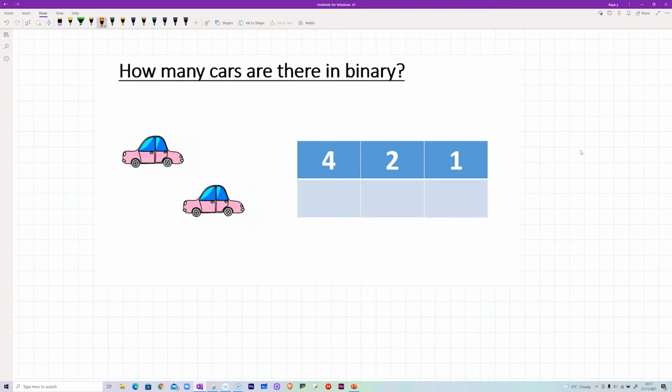Right, guys, now we have 2 cars. How many is that in binary? You have 30 seconds, guys.